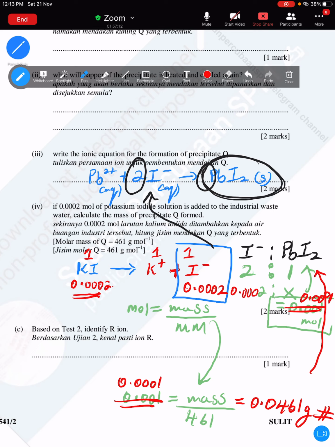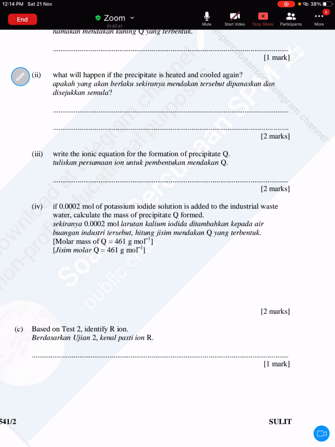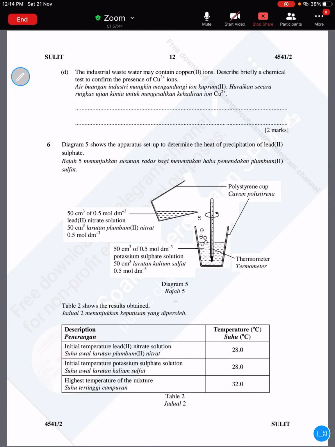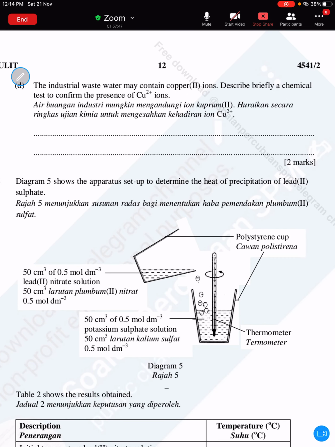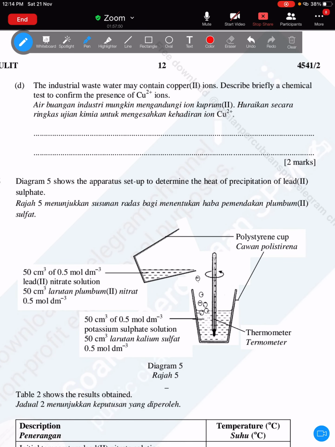Okay. Based on test 2, identify R ion. You know that is zinc 2+. Done. Okay, you can screen capture this thing. I'm gonna erase, and we do D, the last one. Once we have done D, we can end the class.